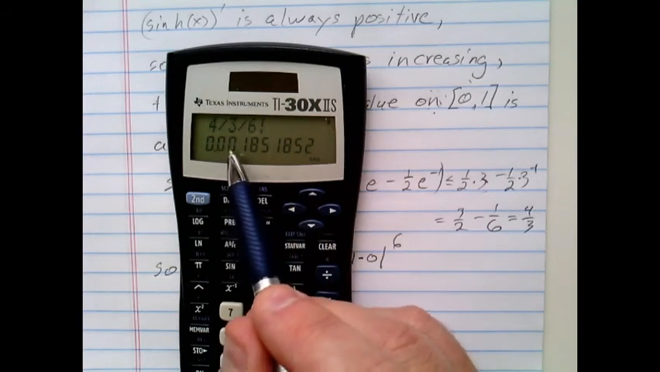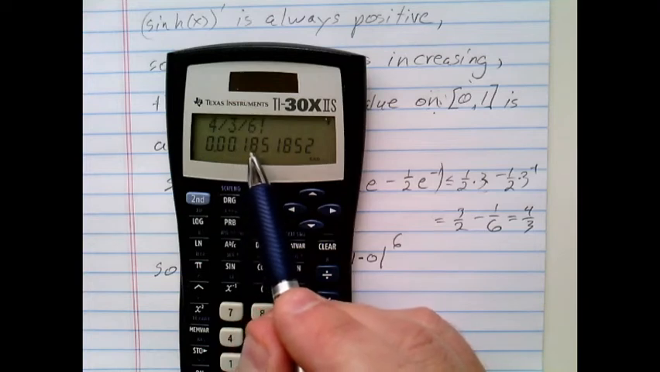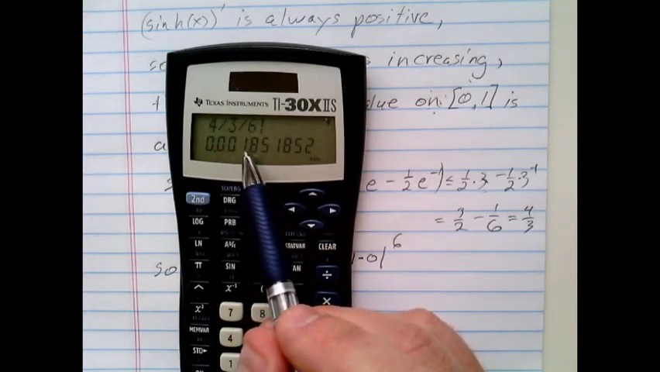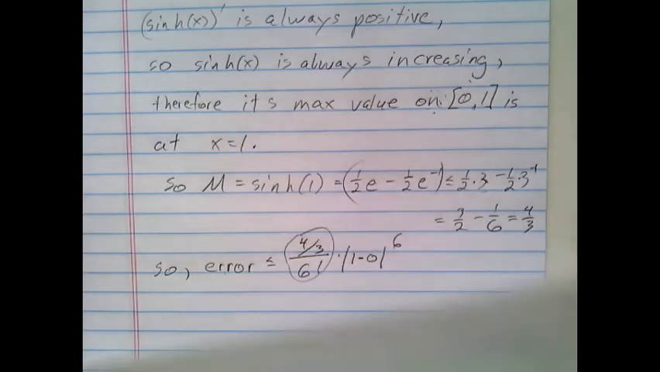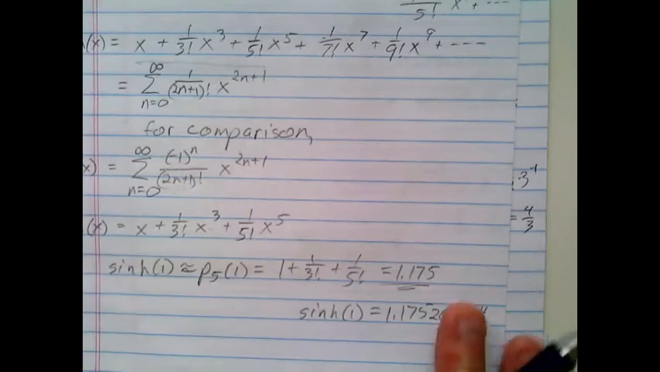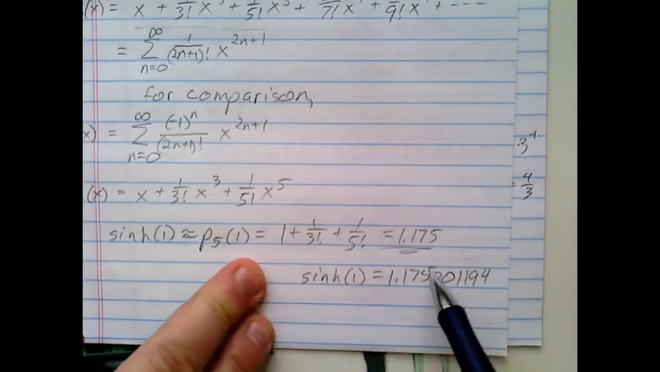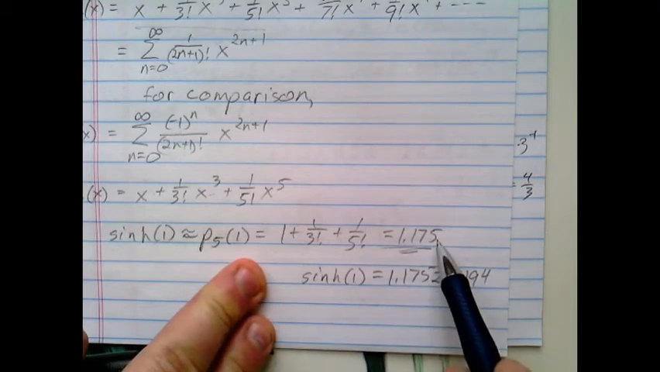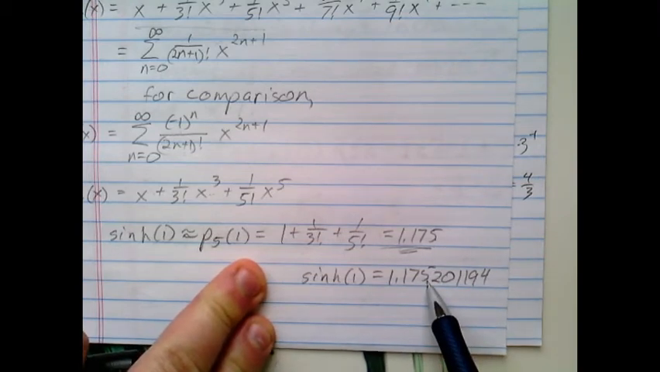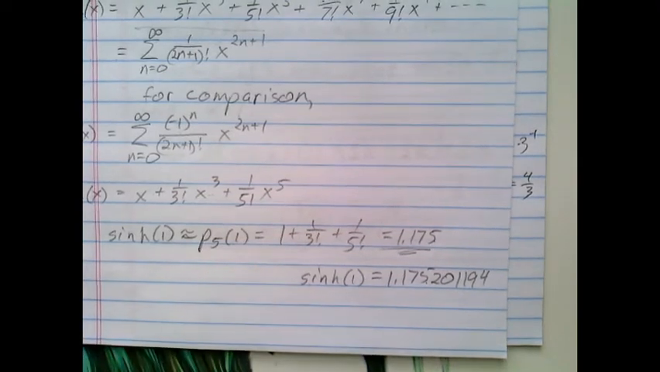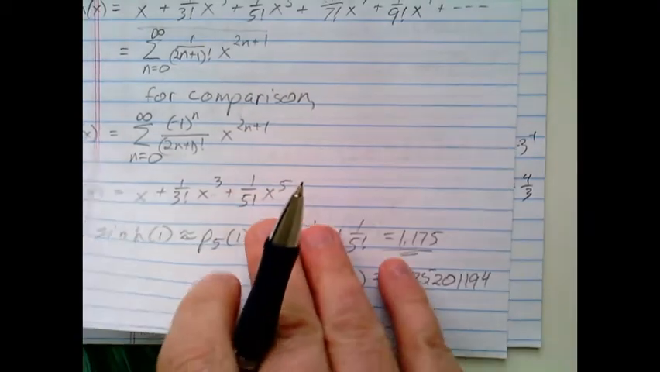Well, let me see. That's 0.0018. So my error should be less than 1/1000th. And when I go back and look at that comparison, yes, it did turn out that my error was, let me see, if this had been a 6 here, that would have been off by 1/1000th. So yeah, we were definitely off by less than 1/1000th. Okay, pretty good.